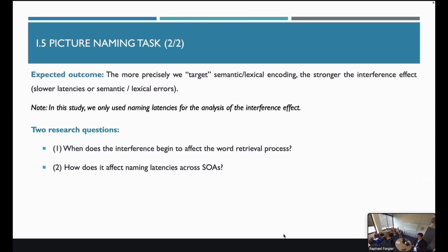The mechanism of the auditory distractor is, the more precisely we target the semantic or lexical encoding, the stronger the interference effect can be, which can be presented as longer latency or semantic or lexical errors. But in our study, we only use the naming latency for the analysis. We try to answer two questions. First, when does the interference begin to affect the word retrieval process? And second, how does it affect naming latency across the SOA conditions, which is session 2?